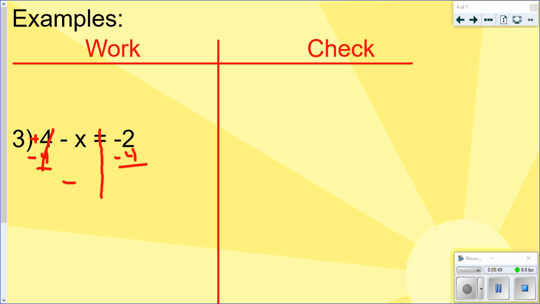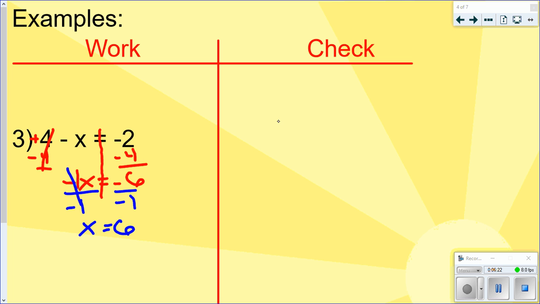So the minus sign comes down with the x. -2 minus 4 is -6. And remember, it's not written, but there's a 1 in front of that x. So really, that's -1 times x. So I see multiplication, so I'm going to do division. So I'm going to divide both sides by -1. -1 divided by -1 is just +1. And -6 divided by -1 is +6.